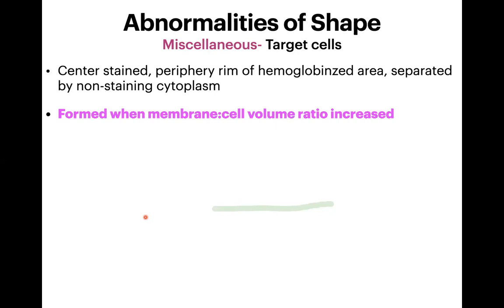And they are formed when the membrane to cell volume ratio is increased. Remember we talked about acanthocytes, in which the outer leaflet is increased. In case of target cells, both membranes are increased. Every cell membrane has two layers, right? So outer and inner. In this case, both layers are increased. And just remember, when the membrane to cell volume ratio is decreased, spherocytes are formed. So this just reflects that the cell membrane is in excess relative to the volume. Again, just an interesting fact to know, it does not make a difference in the diagnosis.